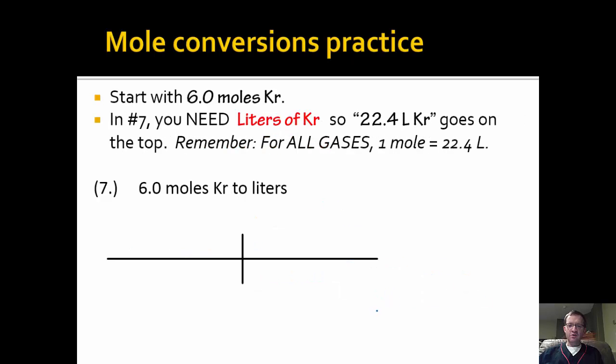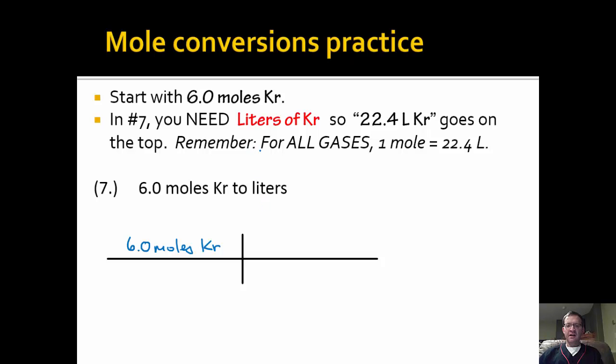Let's look at another conversion. This is number 7 on the same sheet. And if you don't have the worksheet that I'm giving you because you've forgotten it, or you're not in my class and you're watching this for the heck of it, then you can make a conversion like this on any scrap piece of paper. So 6 moles of krypton. I have 6.0 moles of krypton. That's a gas. So we're going to convert it to liters of krypton gas.